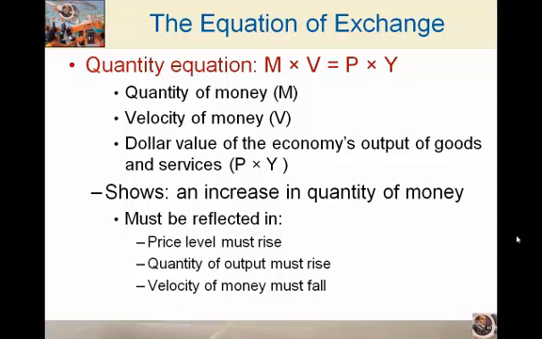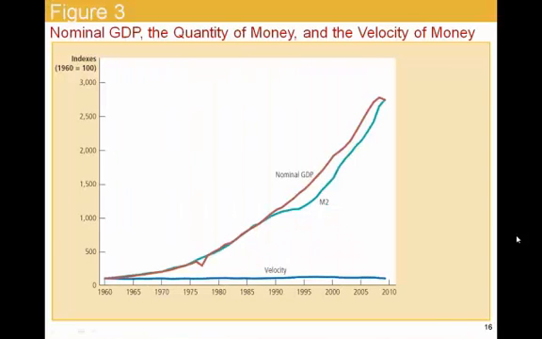The last possibility, of course, is if V is constant and P is constant, then if M goes up, real output goes up, Y goes up. So it must be reflected in, if this holds, and most economists believe that it does hold, then an increase in M must be reflected in one of those three possibilities. So the next question to ask is, which is the most realistic of those possibilities? Which is most probable out of those three possibilities?